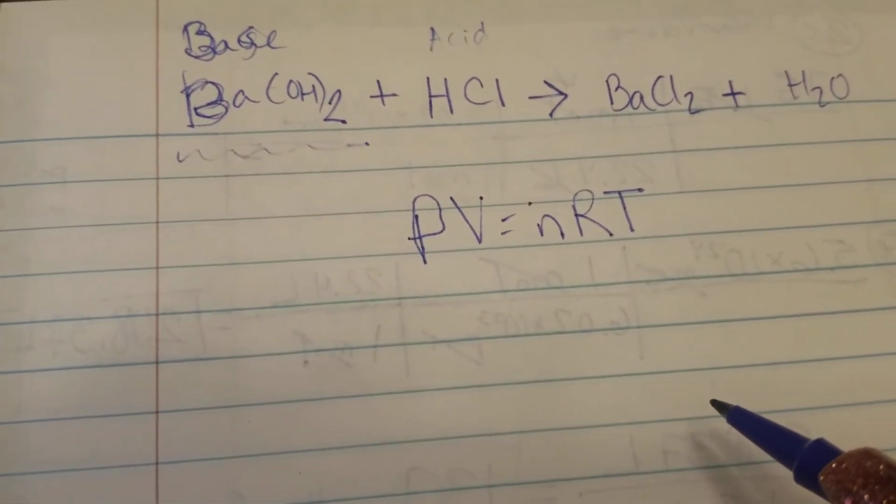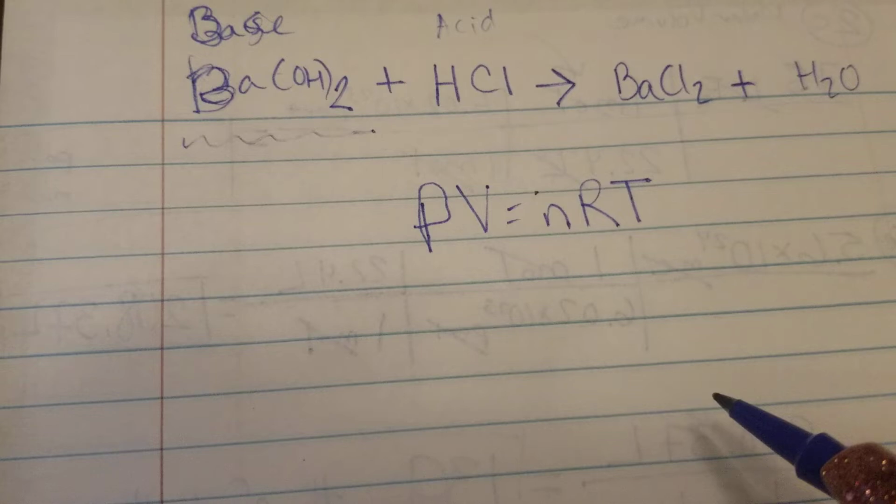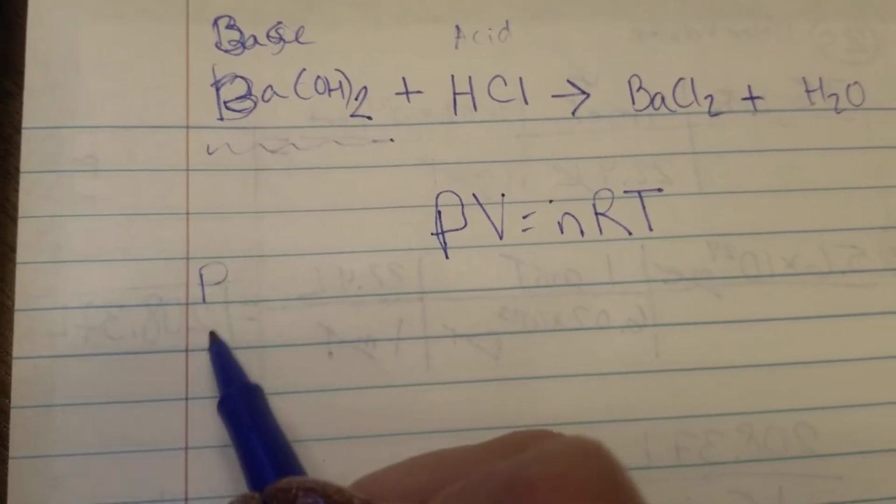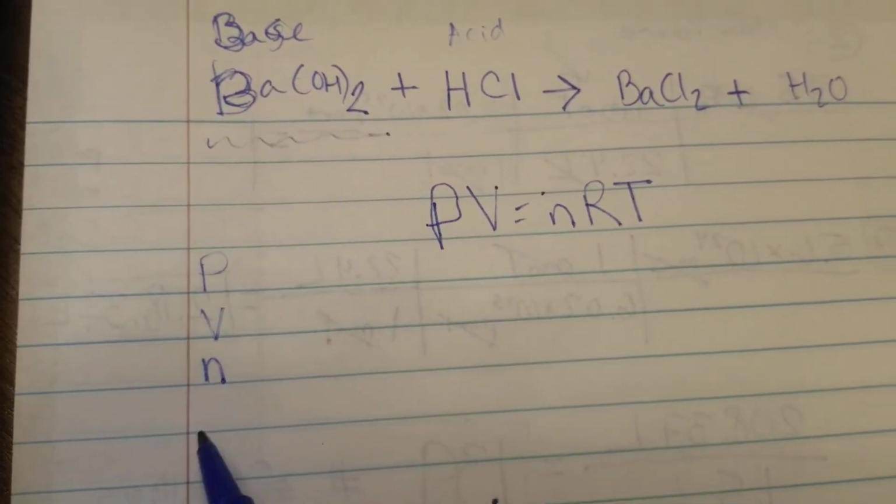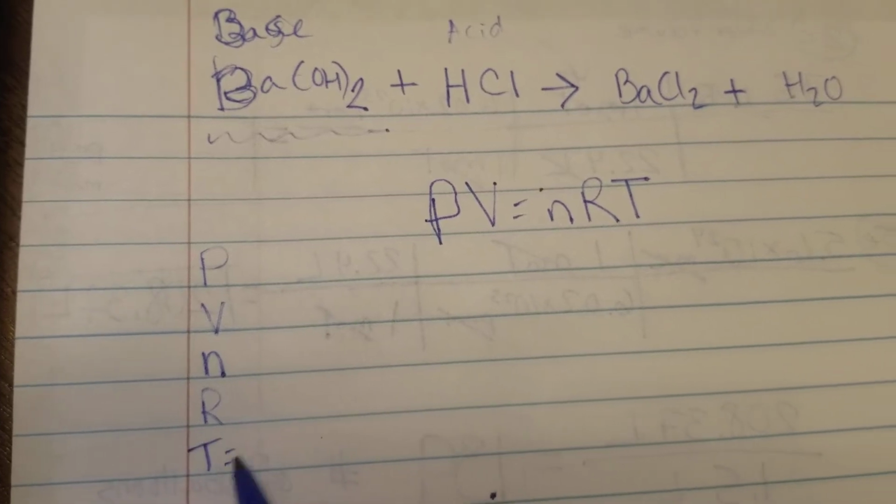Next, what do I want you to do? Write down all your variables. P, V, N, R, and T.